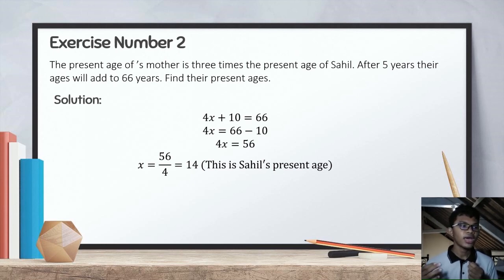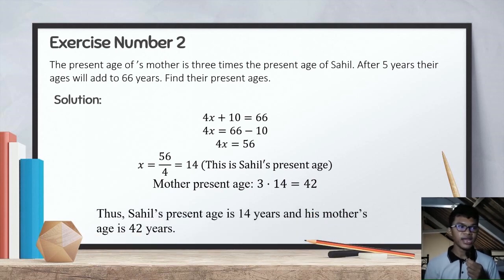So x equals 14 is Sahil's present age, and mother's present age is 3 times 14 equals 42 years. So you may easily check that 5 years from now, the sum of their ages will be 66 years. Thus, Sahil's present age is 14 years and his mother's age is 42 years.